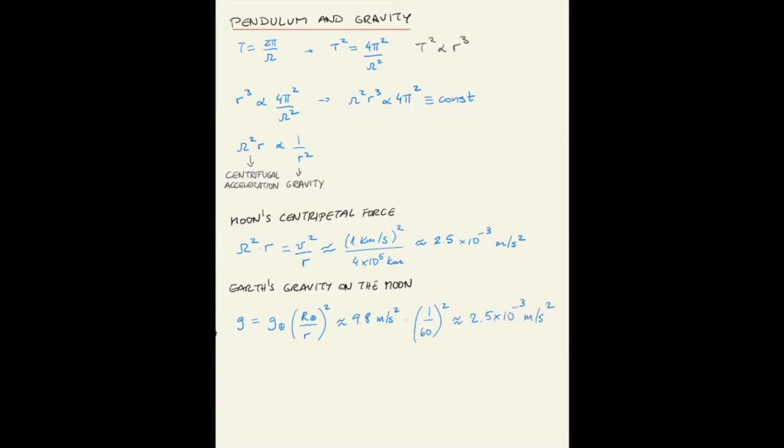Bingo. Coincidences in science are very suspicious. The conclusion is momentous. The force g Earth that makes stuff fall on Earth is the same force that is keeping the moon in its orbit.